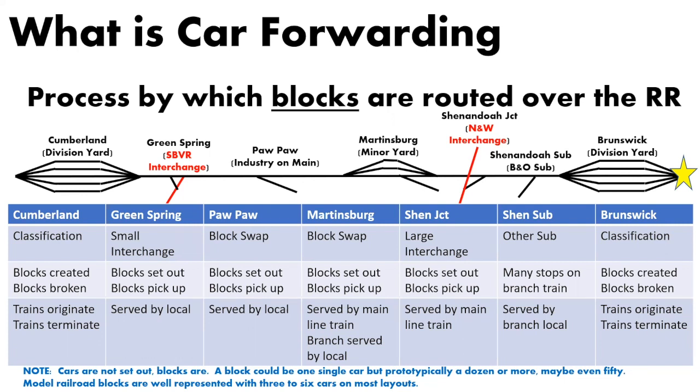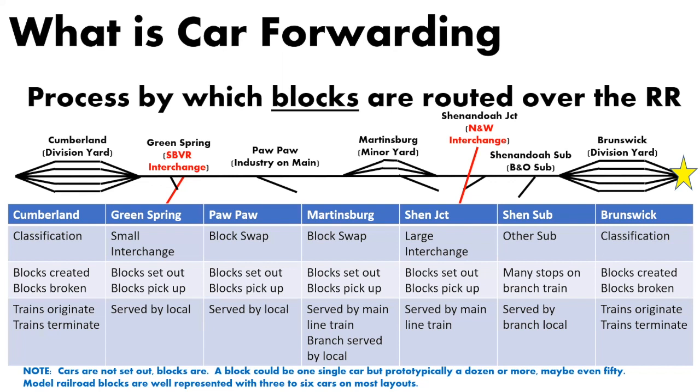But in between those two division yards, and probably the same thing applies on whatever layout you own, there are a number of different types of interchanges and minor yards that see action throughout your layout. So Green Spring, for example, is a small interchange with the South Branch Valley Railroad, and they probably get a couple hundred cars a year. But mainline trains only set out blocks there and pick up blocks. I shouldn't say mainline trains. They're served by a local train.